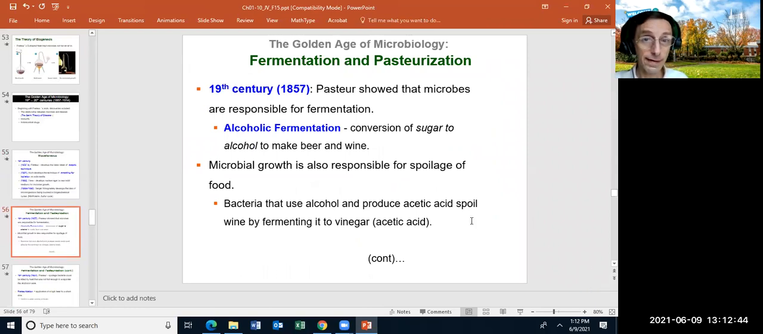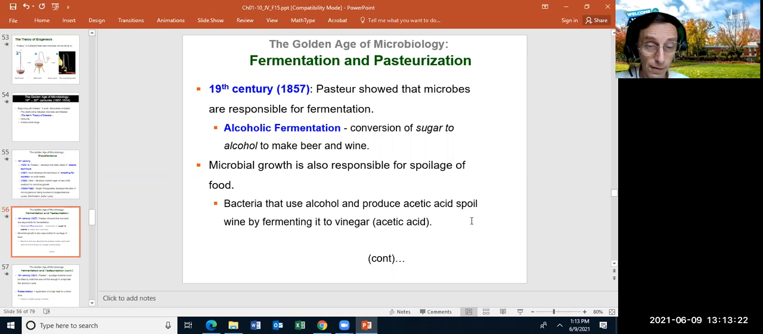Fermentation and pasteurization. You don't need to know when, but Pasteur in 1857 showed that microbes are responsible for fermentation. He showed that alcoholic fermentation occurs from the conversion of sugar to alcohol by the microbes, and this is how we make beer and wine. Surprisingly, before that time, people didn't know that.